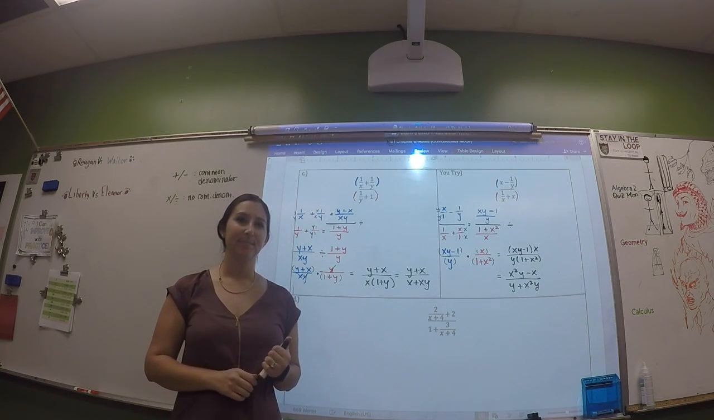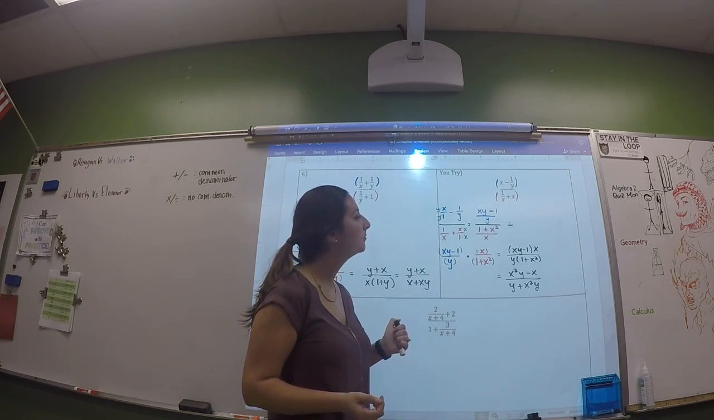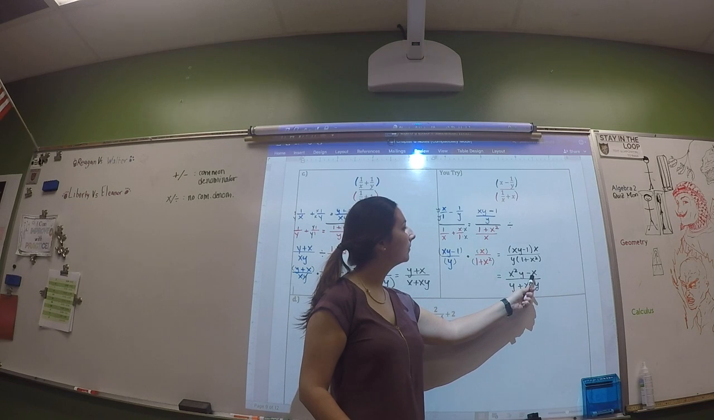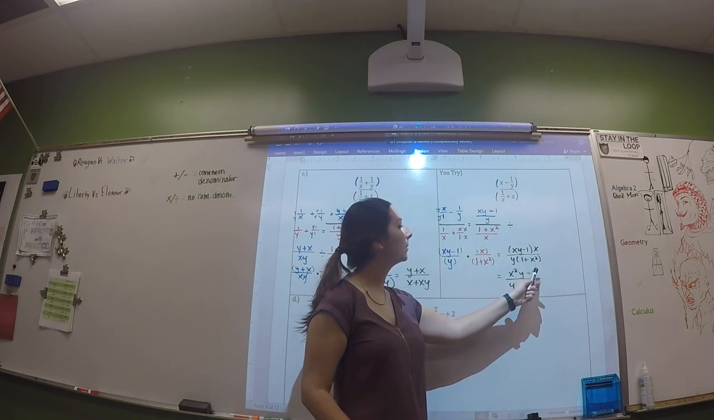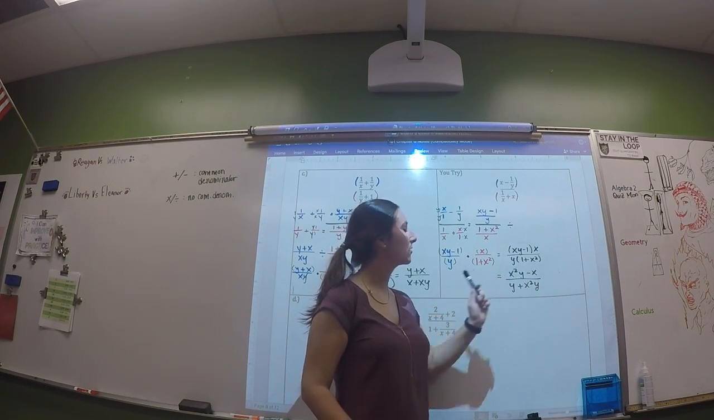Did I miss something? You missed it. What did I do wrong? You only factored the x on one of them, on the top. No, I didn't. Yeah, but what about x times xy would be x squared y, and then x times negative 1 would be negative x. Yeah, that's what I was saying. And then y times 1 is y, times x squared is x squared y.